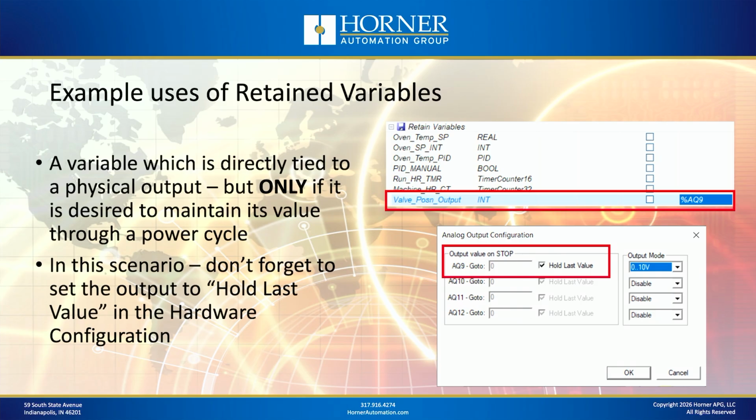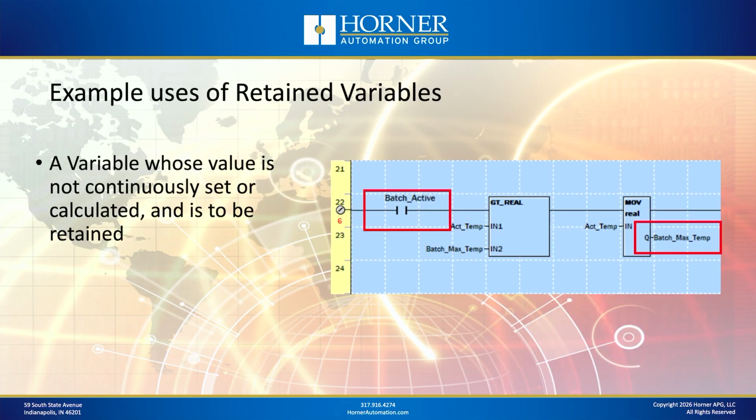So in this case, I've got two steps I have to do. First, I have to assign my variable as retained and then map it to the real world IO point. And then the next step is I need to make sure that in my hardware configuration that particular output is set to hold value on a power cycle or on a stop transition. So there's two steps required there. I'll show you both steps in the demonstration.